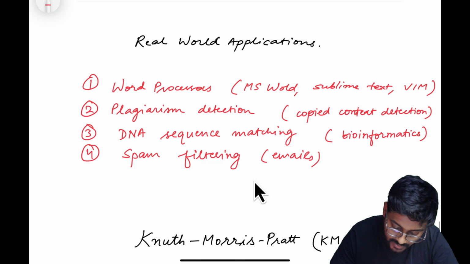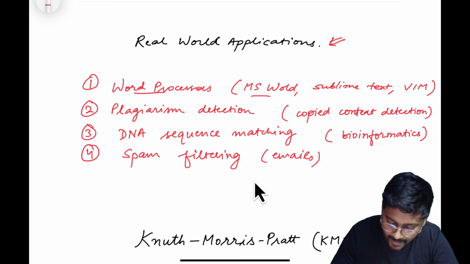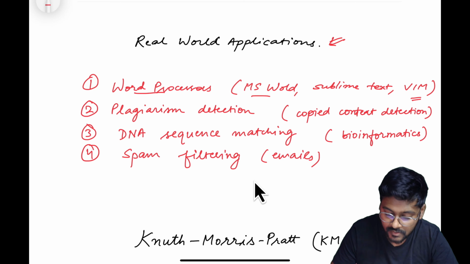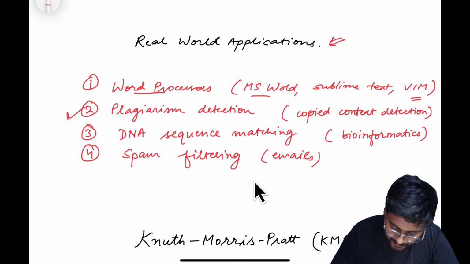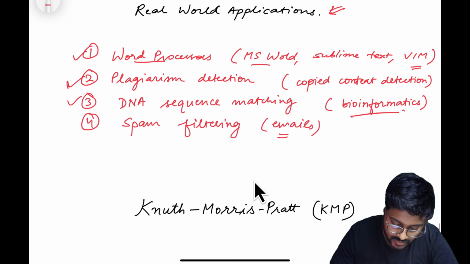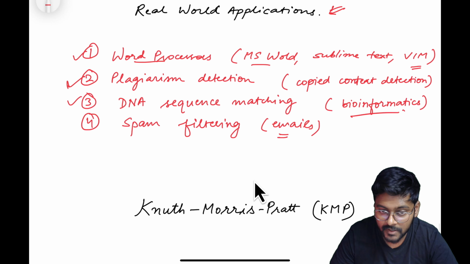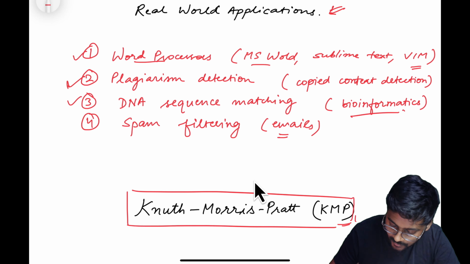Now let's come to some real world applications. Word processors: in MS Word, Sublime Text, Vim Editor, we are able to search the pattern using the KMP algorithm. Plagiarism detection, copied text detection, that is something we do with KMP. DNA sequence matching in bioinformatics is done using KMP. Spam filtering in email is also one application. So there are so many famous applications for KMP. And now here comes the end of this KMP algorithm.